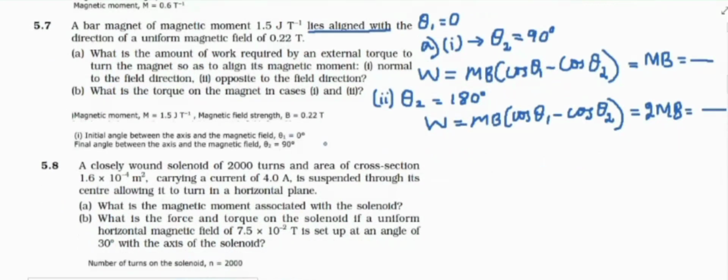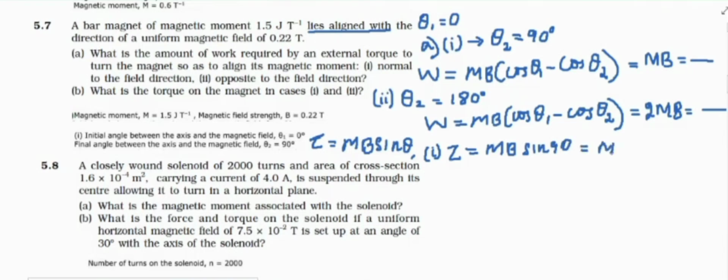Now for part B, what is the torque on the magnet in case 1 and 2? Torque formula, we know torque is equal to MB sin theta, where theta is the angle of rotation. In case 1, the angular rotation is 90 degree. Therefore, torque is equal to MB sin 90. Sin 90 is 1. Therefore, torque is equal to MB.